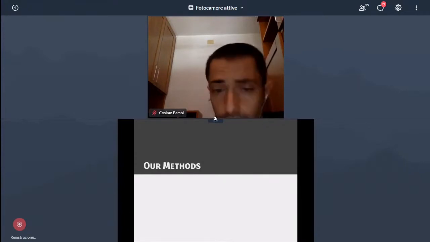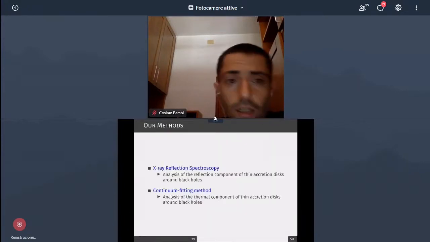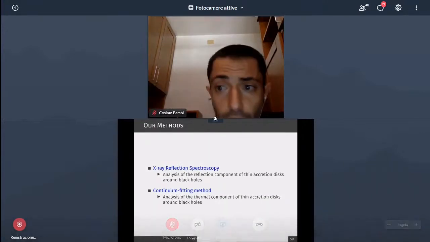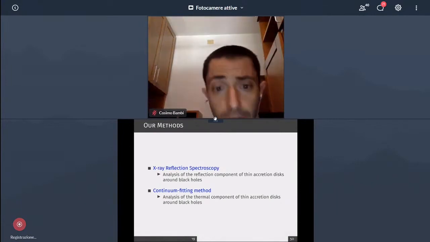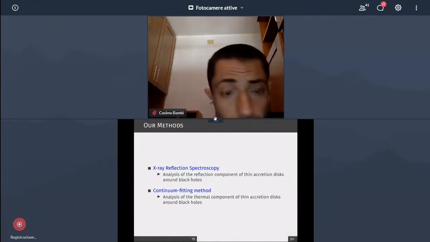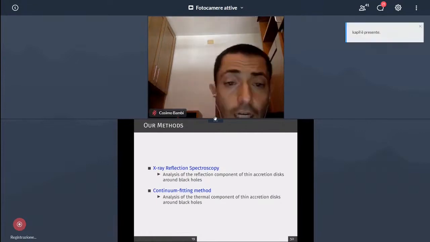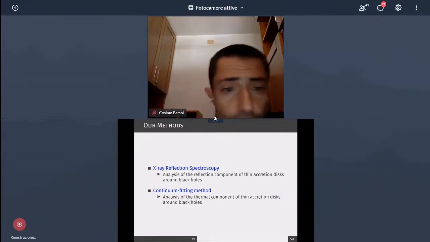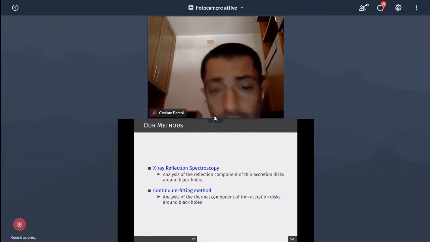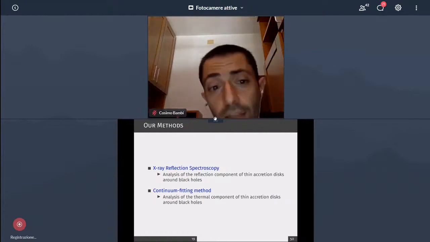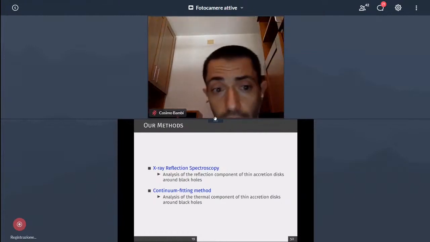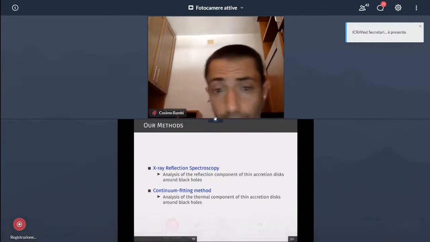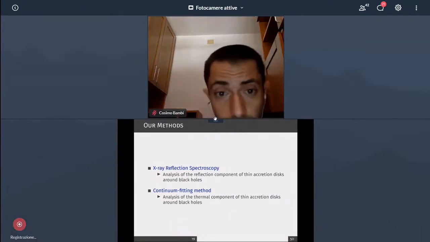More specifically about the method, I will talk about two methods: X-ray reflection spectroscopy, which is the study of the reflection spectrum of the accretion disk, and the continuum fitting method, which is the analysis of the thermal spectrum of the accretion disk. These two techniques were developed, say, 20 years ago, more or less, by astronomers to measure the black hole spin. So the original idea of this technique was to measure the spin from the thermal spectrum of the disk or from the reflection spectrum. But they can be naturally extended to test general relativity.